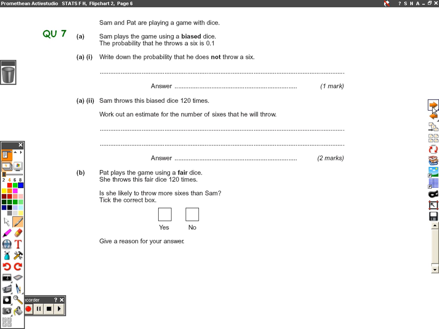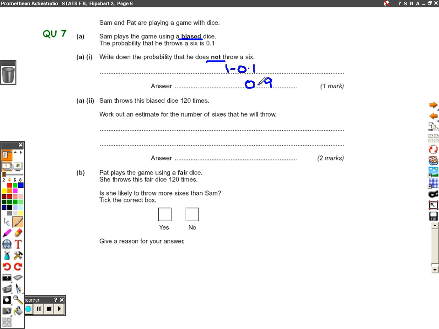Question 7. Sam and Pat are playing a game of dice. Sam plays the game using a biased dice. Biased, remember, means it's unfair. The probability that he throws a 6 is 0.1. Write down the probability he does not throw a 6. Remember, probabilities have got to total up to 1, so 1 subtract your 0.1 gives you 0.9.